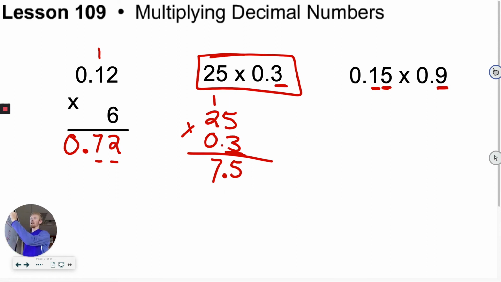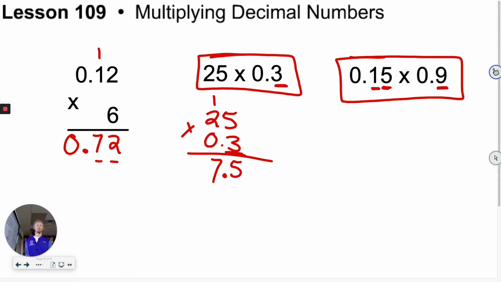All right, last example here. You have 0.15 times 0.9. See if you can do this one on your own. You'll have 3 decimal spots in your answer because you started originally with 3 numbers in the decimal place. So 0.15 times 0.9. It doesn't need to be lined up in any way. I'm just going to put it like I normally would do a multiplication problem.